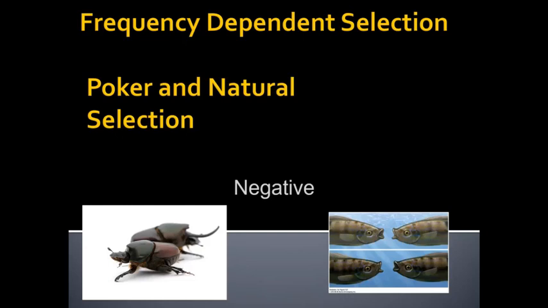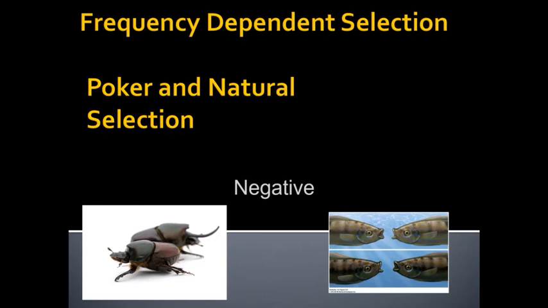Now, the other example is negative frequency-dependent selection. I'm going to use poker as an analogy here because I think it works really, really well. Is bluffing in poker, if you're familiar with the game, a good strategy? The short answer is yes, as long as you don't do it too much. If you bluff all the time, then pretty soon it's going to be obvious what you're doing, your bluffs are going to get called, and you're going to lose all your money. And so negative frequency-dependent selection is kind of the same thing. It is a strategy that works well as long as it's not too frequent in the population.